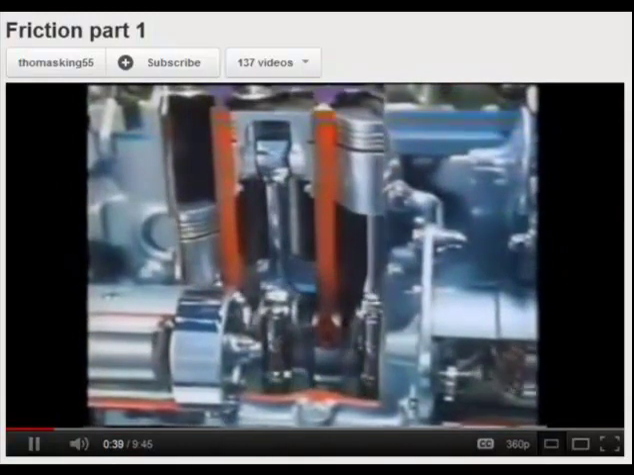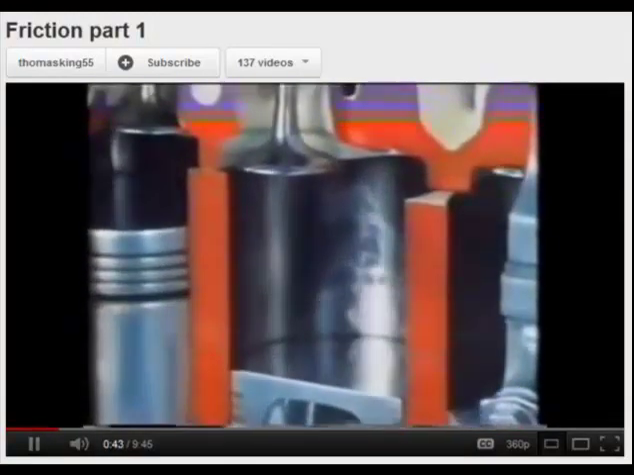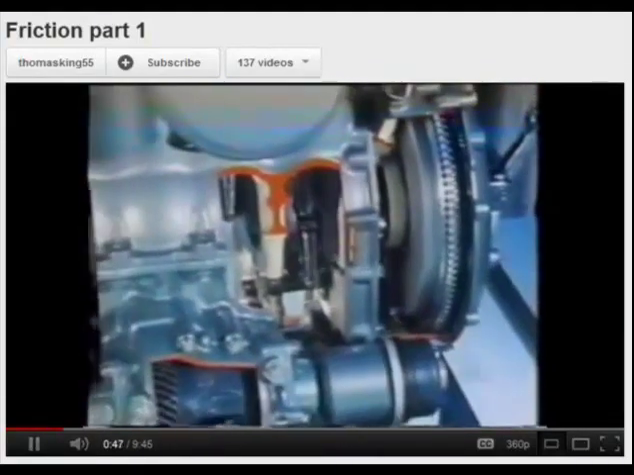Friction is a necessary evil of engineering life. In any assembly with moving components, both friction and wear will tend to occur wherever two surfaces move against each other.